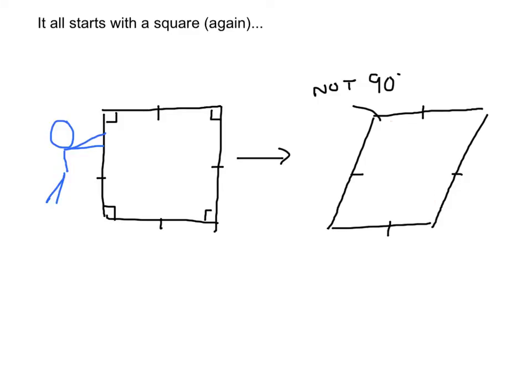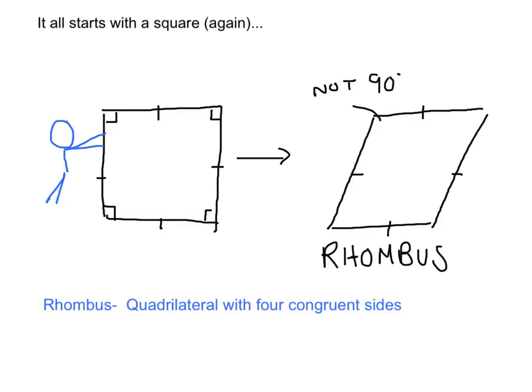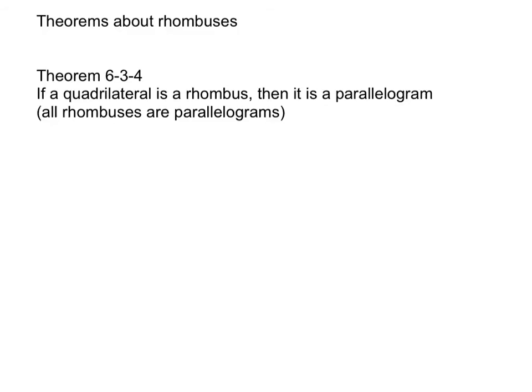What we call this shape is a rhombus. And a rhombus has a definition easy enough. It is a quadrilateral with 4 congruent sides. Now we're going to talk about 3 theorems dealing with rhombuses. The first one, theorem 6-3-4, says if a quadrilateral is a rhombus, then it is a parallelogram. In other words, all rhombuses are parallelograms.